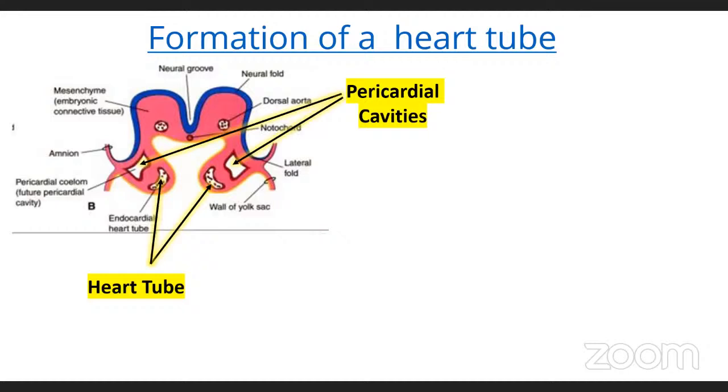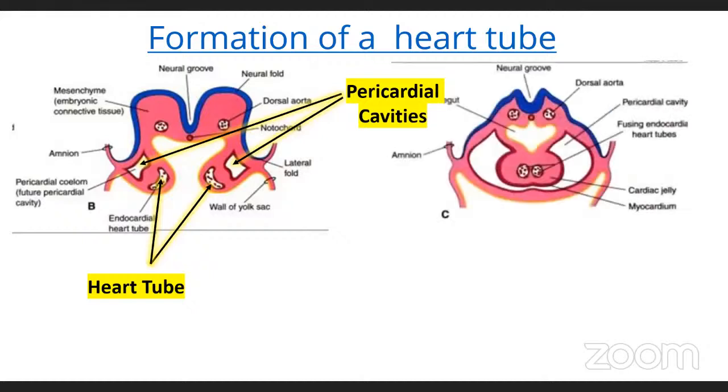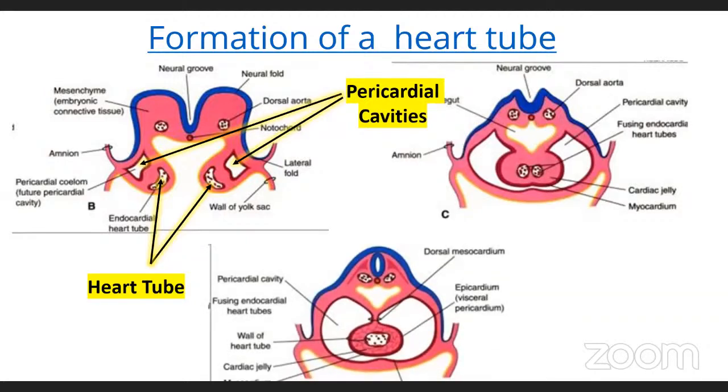Now what happens is this. Imagine these two edges start to come closer, one to another. So when we do this, guess what happens? These heart tubes are going to fuse, and the pericardial cavities, when the edges come together, fuse and make one heart tube and one pericardial cavity. And now we have one more thing, which is that the heart tube is hanging to the posterior wall.